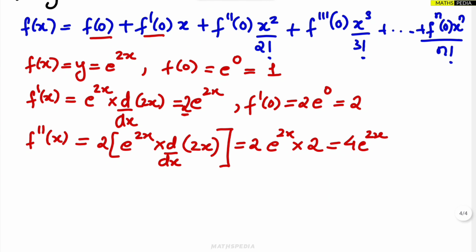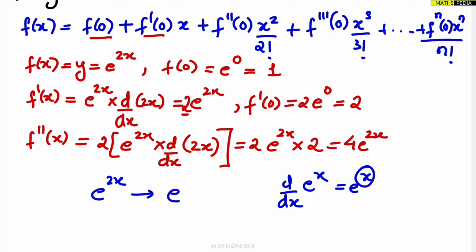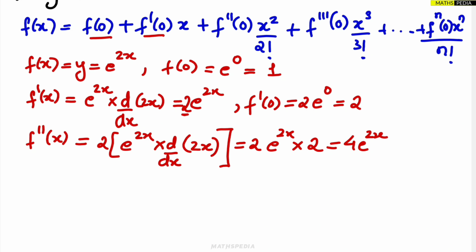Otherwise, if you are getting confused, it is fine. See what you are doing here. The differentiation of e power x is e power x only. But in place of x, 2x is sitting. So that's why it is e power 2x into the differentiation of this particular function, which is 2. So that's what we are doing here. For f double dash of 0, it is 4 into e power 0, which is nothing but 4. I am not writing the step, just write 4 into e power 0.